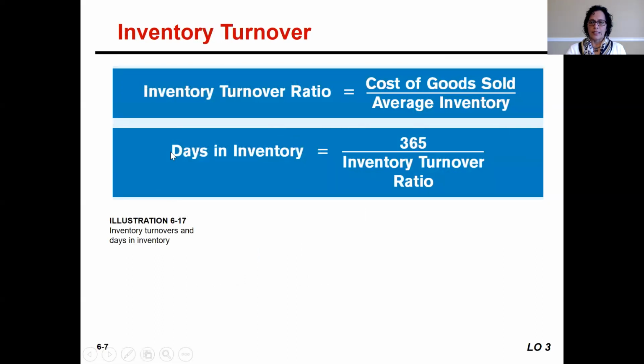So something else that you need to look at over here is ratios that are calculated, again, for decision-making purposes. There are 2 important ratios we're going to look at. One is inventory turnover ratio, cost of goods sold divided by average inventory.